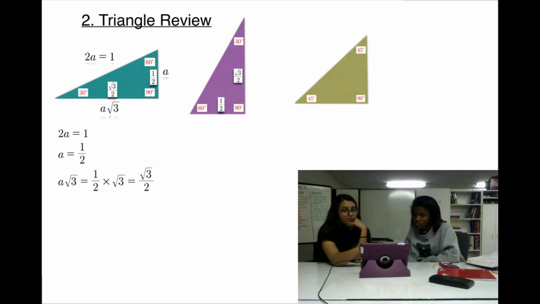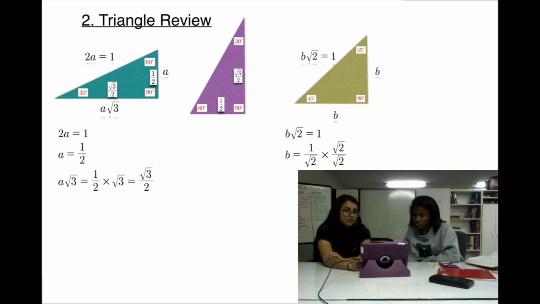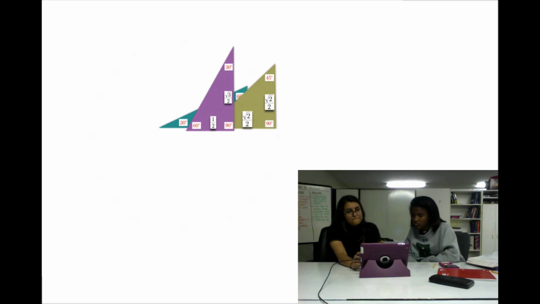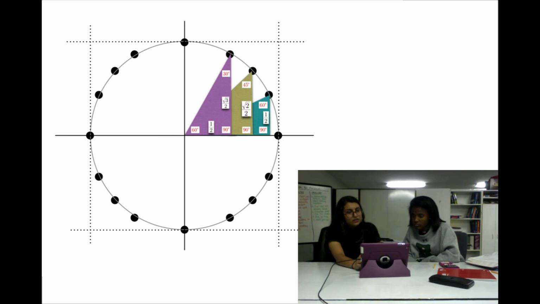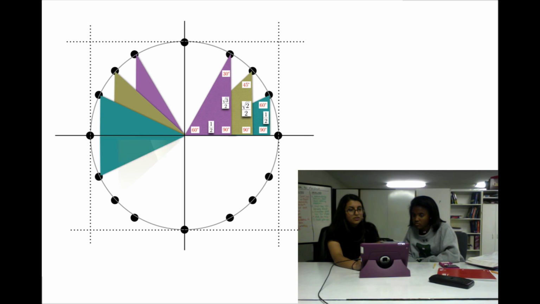And then the 45, 45, 90 triangle where we have the ratios B, B, and B root 2. And once again, B root 2 is equal to 1 because that's the hypotenuse. And we solve for B and we get root 2 over 2 after we rationalize the denominator. So those guys go right in there. And then this is all part of the unit circle, which basically just makes these triangles all the way around.